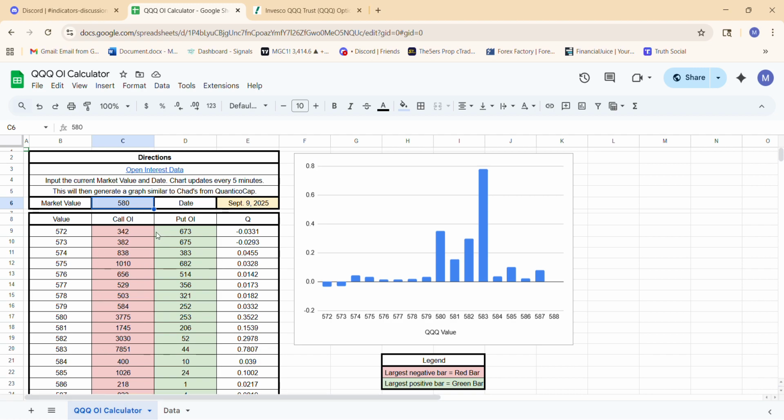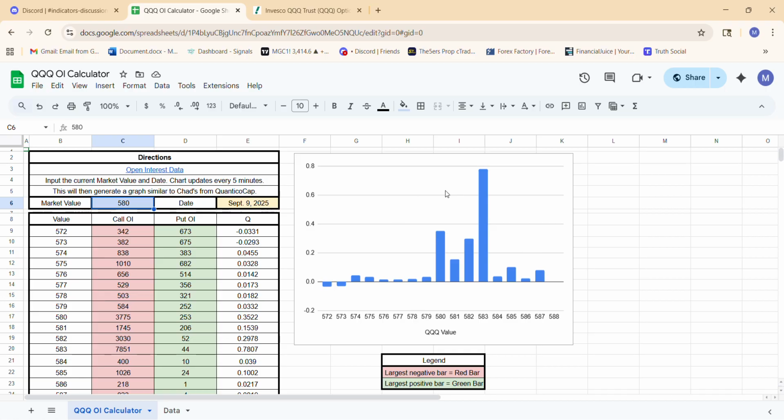The only thing that I manually have to do now is input the market value. So basically where the price currently is, and that way it'll center this chart around that value and show me levels that are near to where I am. So basically things that are much more important to me than, say, way up high if there's interest way up there, or way down low from where the price is. And then I just put in the date there to keep track of what day I'm on.